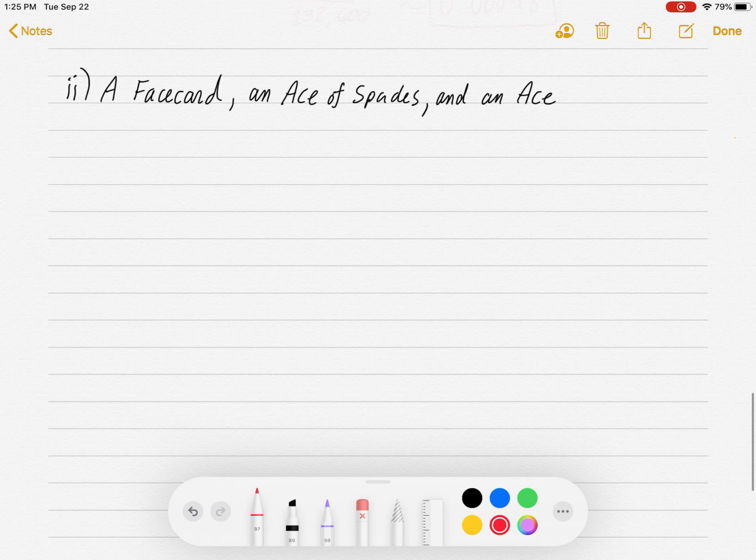Okay. So next problem, we want to find the probability of getting a face card, an ace of spades, and an ace. Probability of a face card.